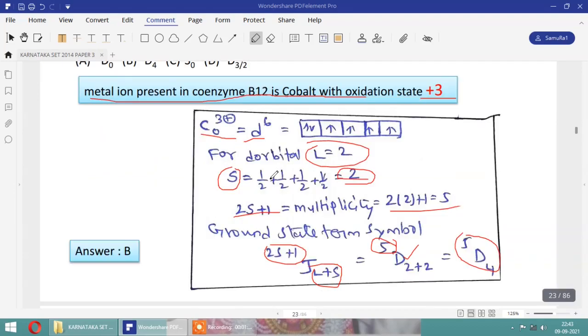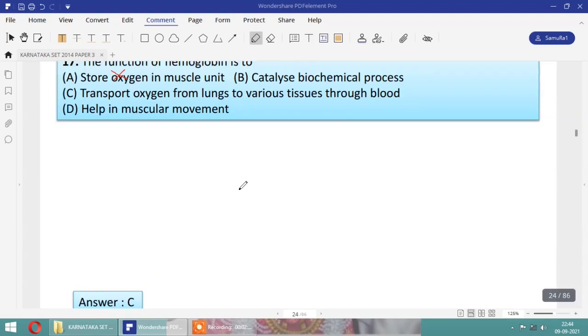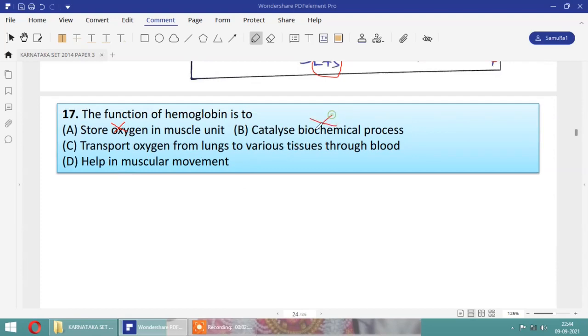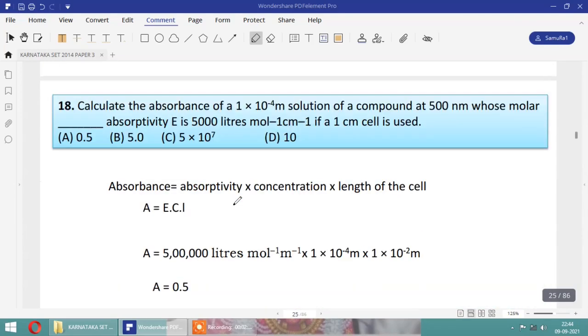Next, question number 17. The function of hemoglobin is. A simple question. It does not store oxygen in muscle, so option A was ruled out. It does not catalyze any biochemical process, and it does not help in muscular movement. It transports oxygen from lungs to various tissues through blood. The main function of hemoglobin is to transfer oxygen. It's oxygen transport. Option C was correct. Next question.